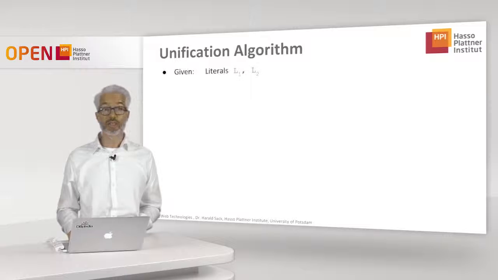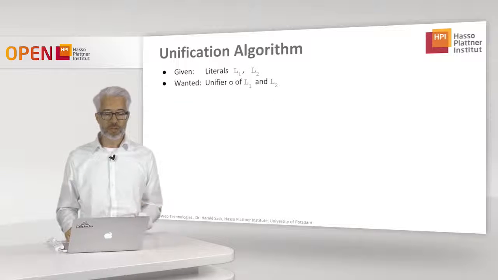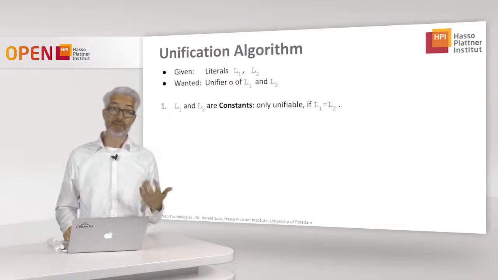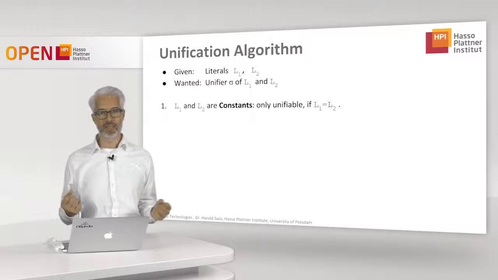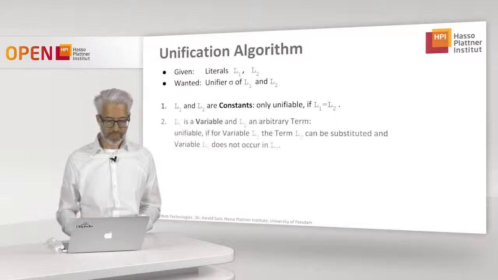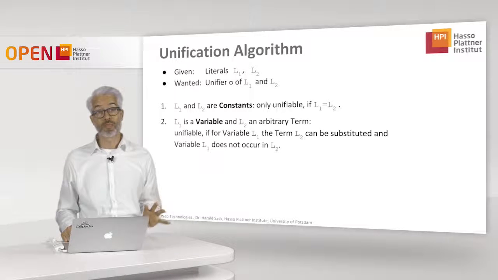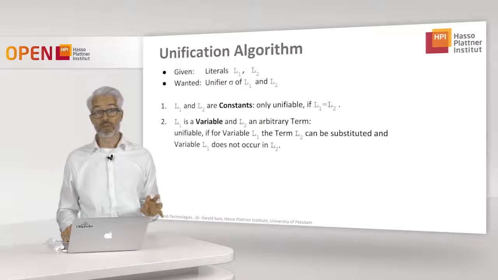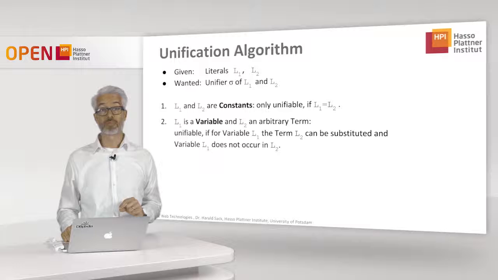So the unification algorithm works as follows. We have 2 literals, L sub 1 and L sub 2, and we are looking for a unifier sigma for these 2 literals. First case, if L sub 1 and L sub 2 are constants, then they are unifiable only if they are exactly the same. I cannot substitute one constant by another constant. That's not possible. The interesting case is if L sub 1 is a variable and L sub 2 is an arbitrary term. Then it's unifiable if the term L sub 2 can be substituted for variable L sub 1 and variable L sub 1 does not occur in L sub 2. So this is the condition.